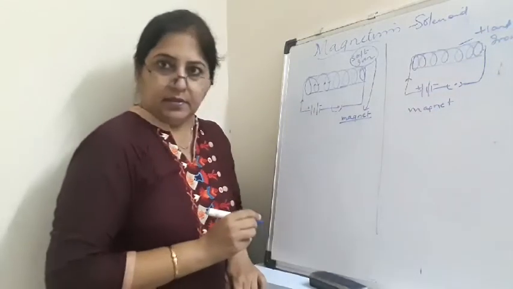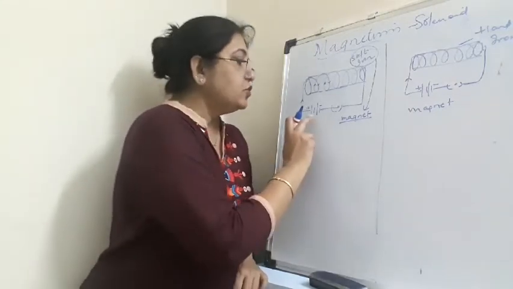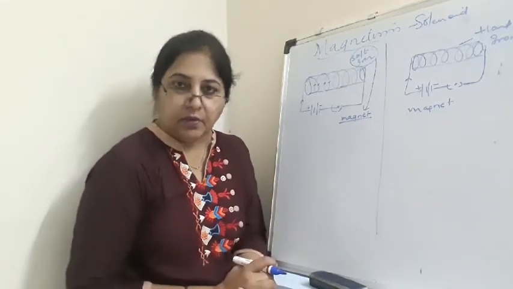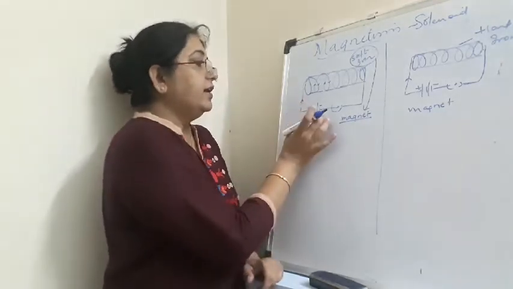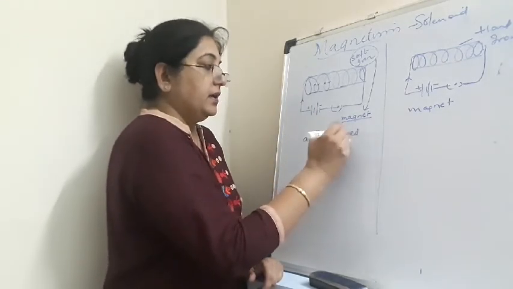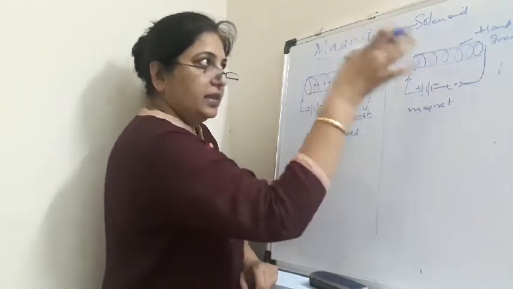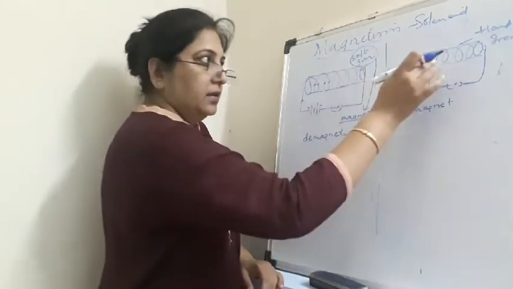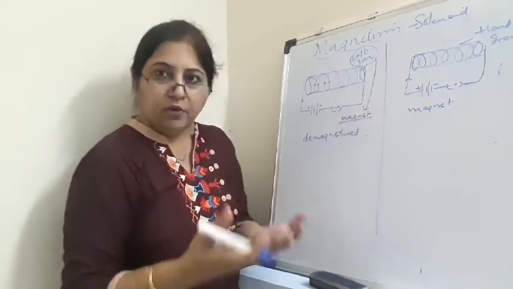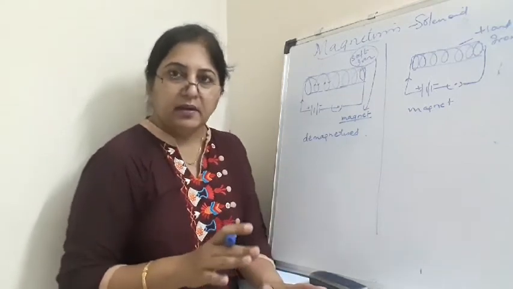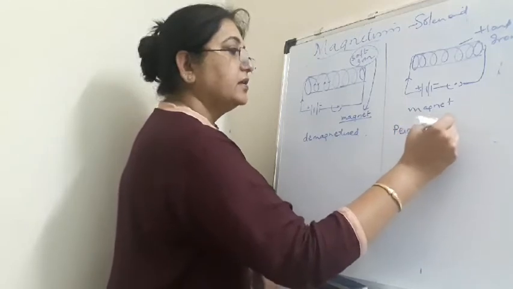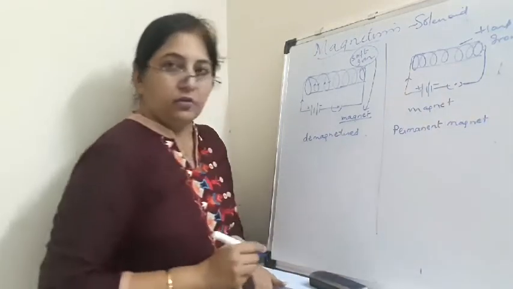But what is the difference? The difference is when we stop the flow of the current in this case, it gets demagnetized. I repeat, when I stop the flow of the current here, it gets demagnetized. But when we stop the current flow in this one with the hard iron core, the hard iron core has become a magnet. When we stop the flow of the current, it does not lose its magnetism, it still remains a magnet, which is called a permanent magnet. Did you follow what I said?